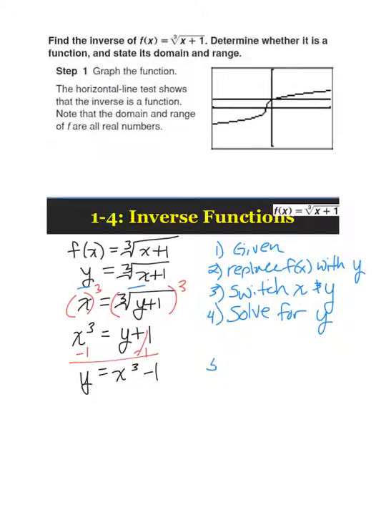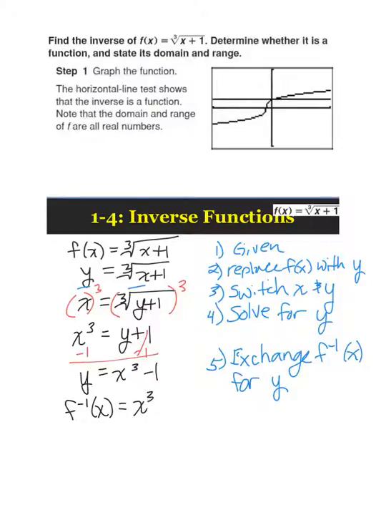And so then my final step would be to exchange f to the negative 1 of x for y. So then f to the negative 1 of x is equal to x cubed minus 1. And you could check to see if you're correct by finding the composition of this function and vice versa. If I were taking a test, I would find the composition of both of those, and they should give me x, and that would tell me that I did it correctly.